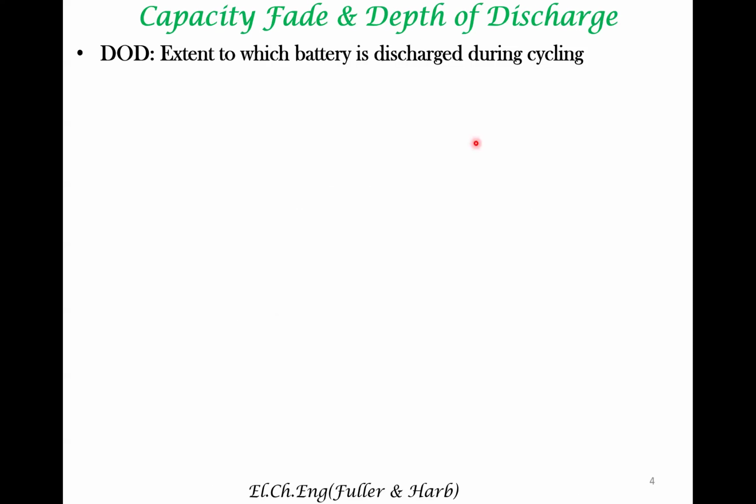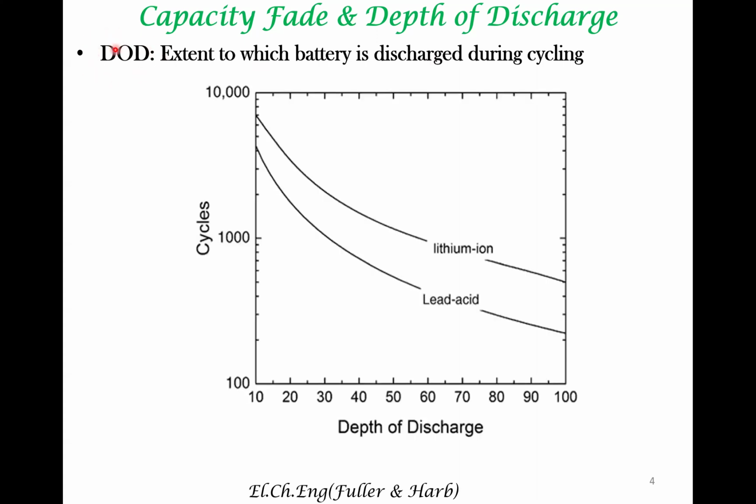One of the other features that is often discussed in the context of capacity fade is this terminology, depth of discharge. This is the extent to which battery is discharged during cycling. So that's what we refer to by the depth of discharge. So let's look at this particular schematic. A battery can be discharged to different extent.